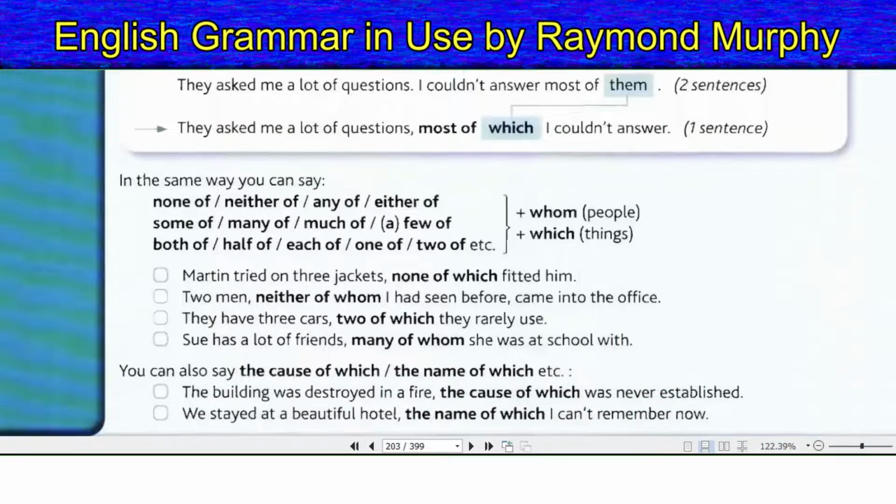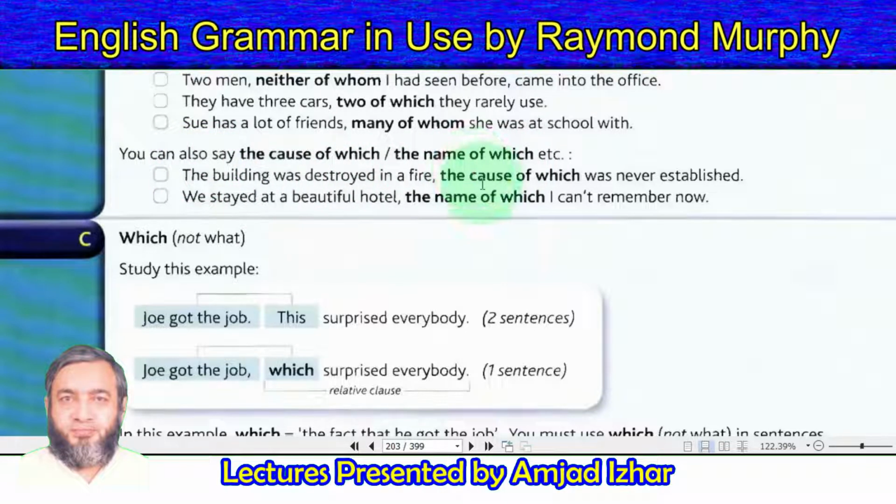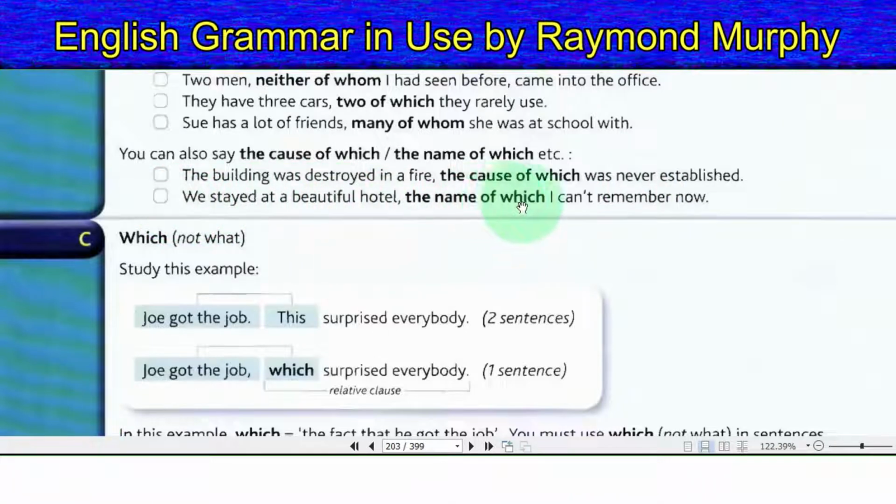You can also say the cause of which, the name of which, etc. The building was destroyed in a fire, the cause of which was never established. We stayed at a beautiful hotel, the name of which I can't remember now.